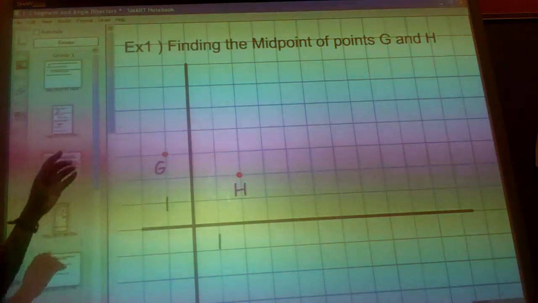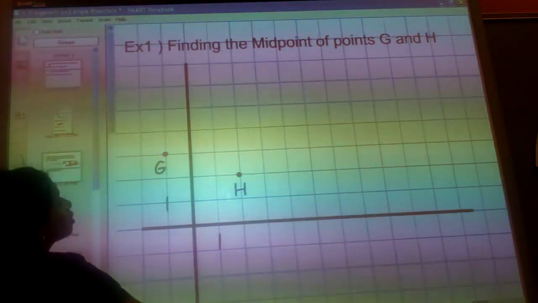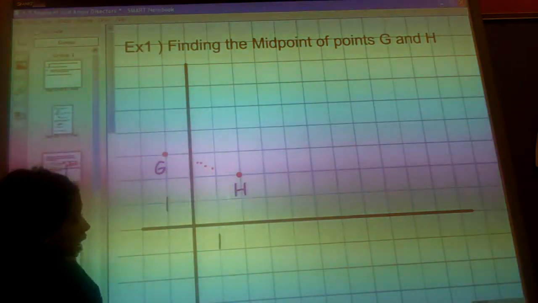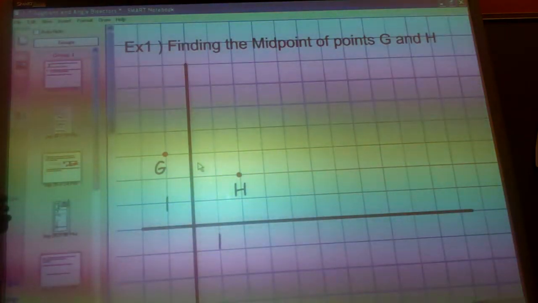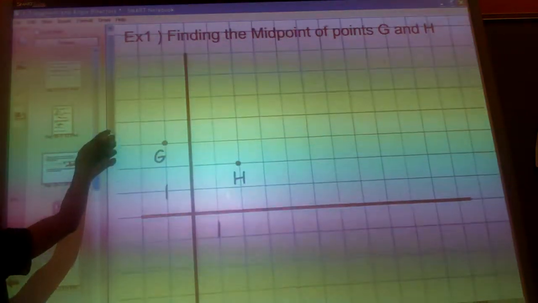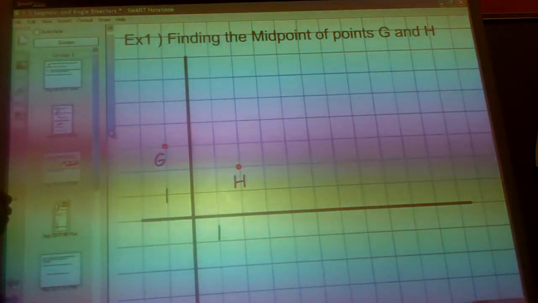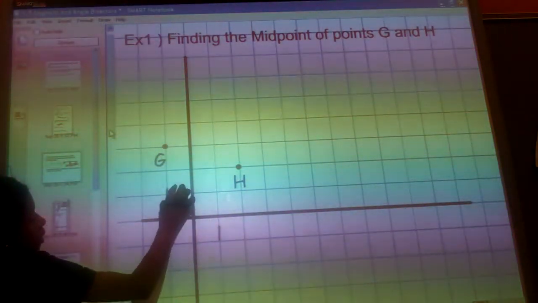Now, let's say we need to find the midpoint of G and H. I need to know exactly, is that midpoint here, here, here, here, here? Where exactly is the midpoint located? And we can find that using the midpoint equation. Please take a moment to calculate, and draw the graph here for G and H when this is x at 1 and y at 1.